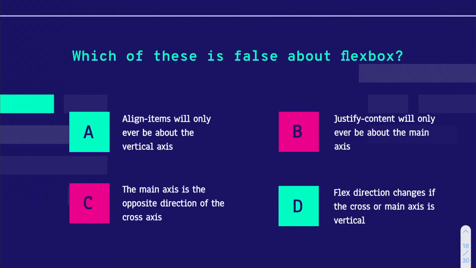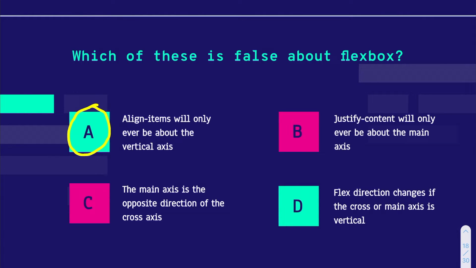A, align items will only ever be about the vertical axis. B, justify content will only ever be about the main axis. C, the main axis is the opposite direction of the cross axis. Or D, flex direction changes if the cross or main axis is vertical. Correct answer here is A.